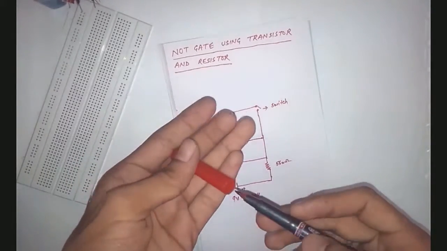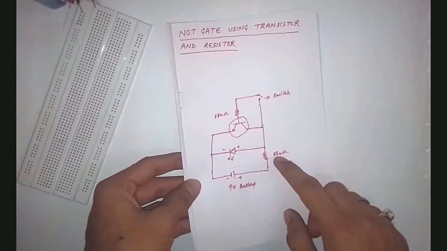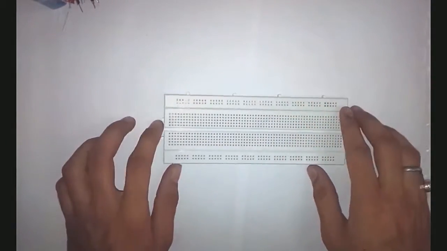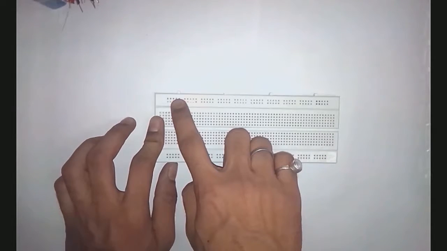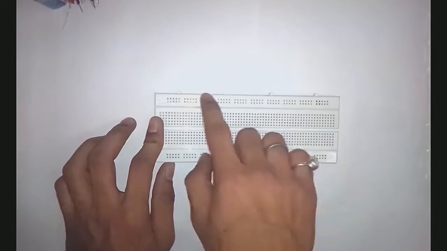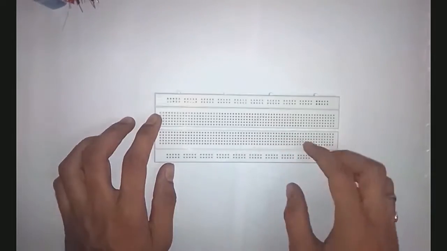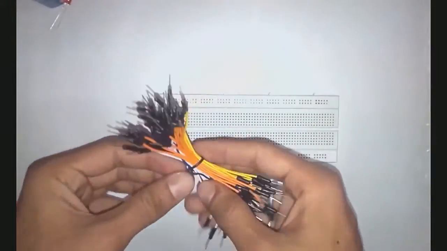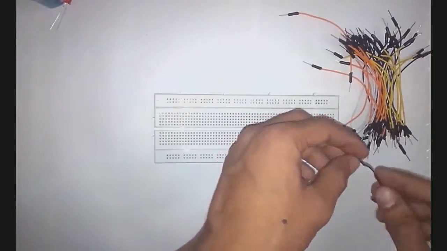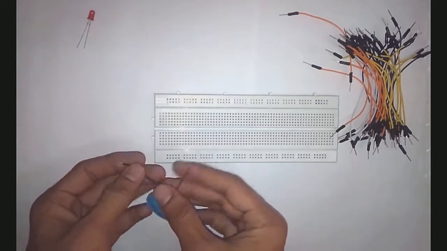Okay, let's begin. We are going to implement this circuit on the breadboard. This is the breadboard. Firstly, I want to say that these ports are parallelly shorted, and these are horizontally. These are the connecting wires. Let's give the power supply.